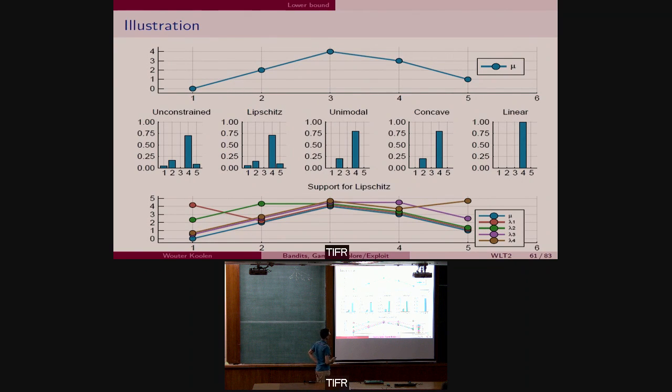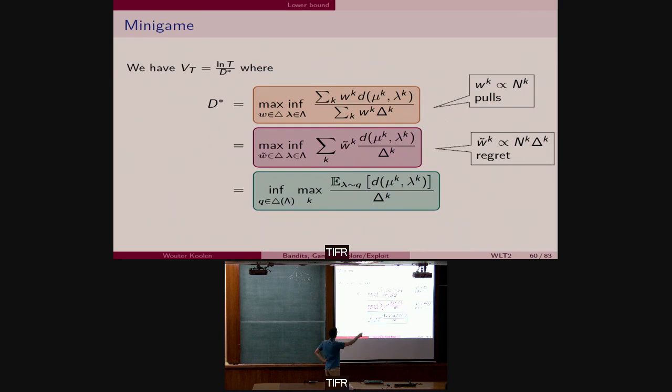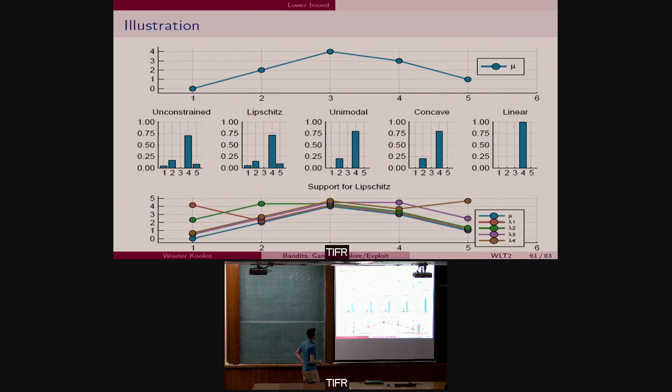Okay, so maybe just as an illustration. I started out with this profile of arms here. So you now can compute what are these optimal proportions under a different set of constraints. Right? So the constraints come in the set over which you search for your lambda. So that's where they appear in the problem. And you see, for example, that if it's an unconstrained problem, it's curious, but you have to sample the best arm almost all the time.